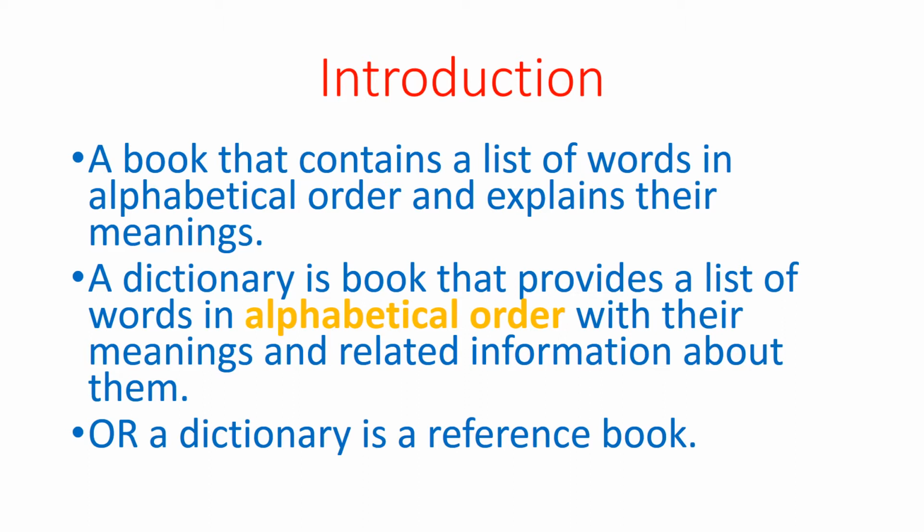A book that contains a list of words in alphabetical order and explains their meanings. So it is clear that a dictionary is a book that gives you the meanings and the definitions of the word that you are looking for. The second definition says a dictionary is a book that provides a list of words in alphabetical order with their meanings and related information about them.